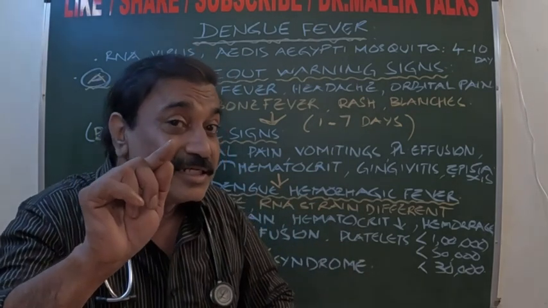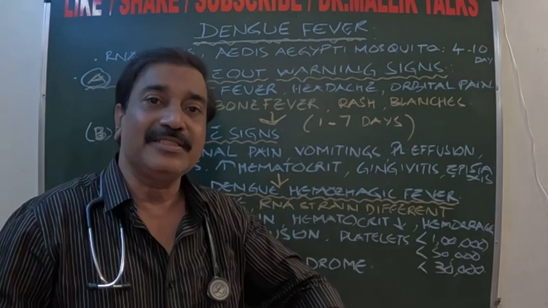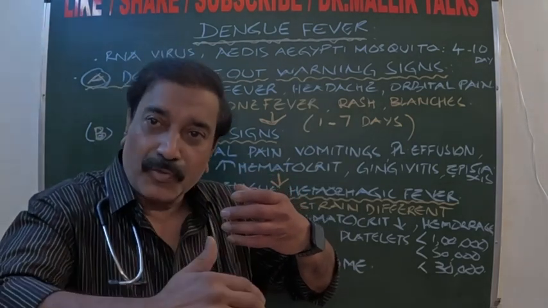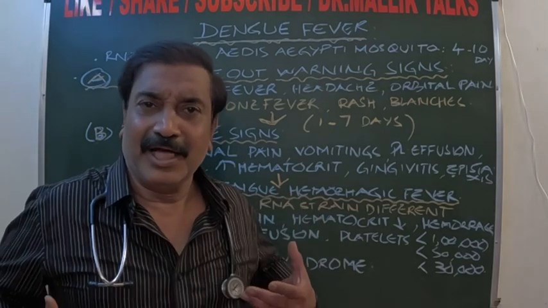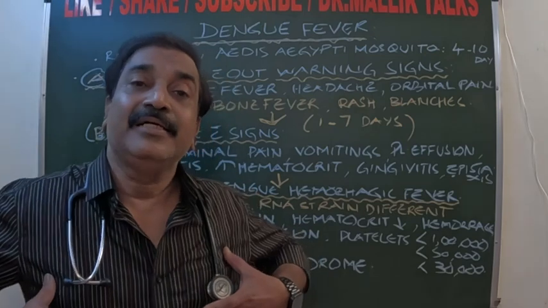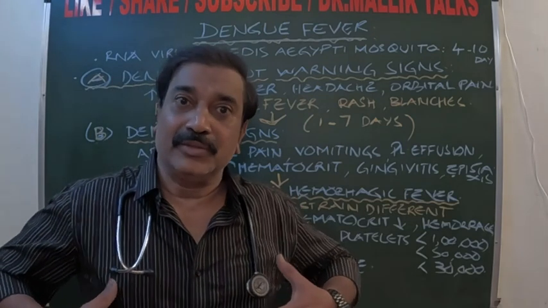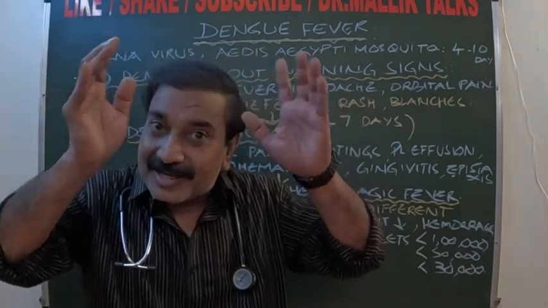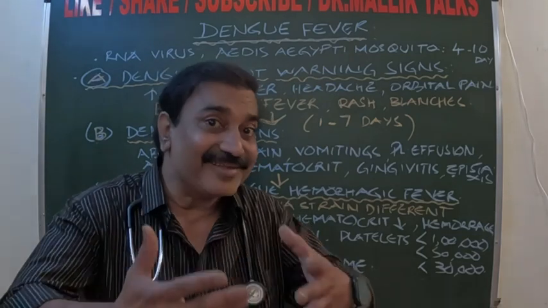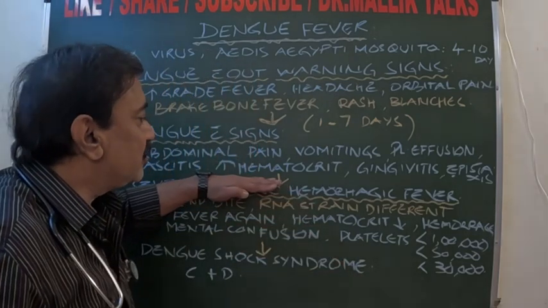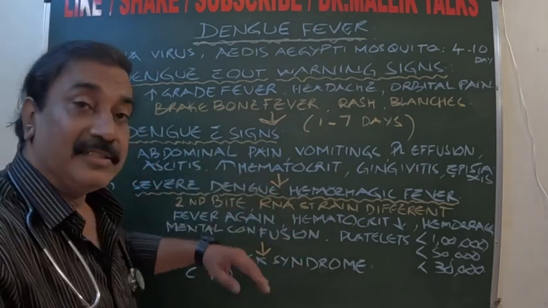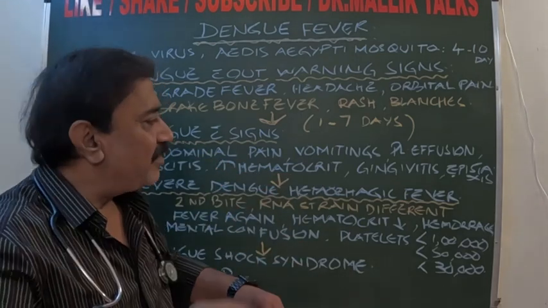This is called third space losses. From the blood vessels, the fluid is coming out. 70% of our body is fluid. The fluid is coming out into the third spaces like the lung coverings and the abdomen, the peritoneum. So in this situation, when you get a blood test, the hemoglobin rises, the red cell count rises, everything rises.